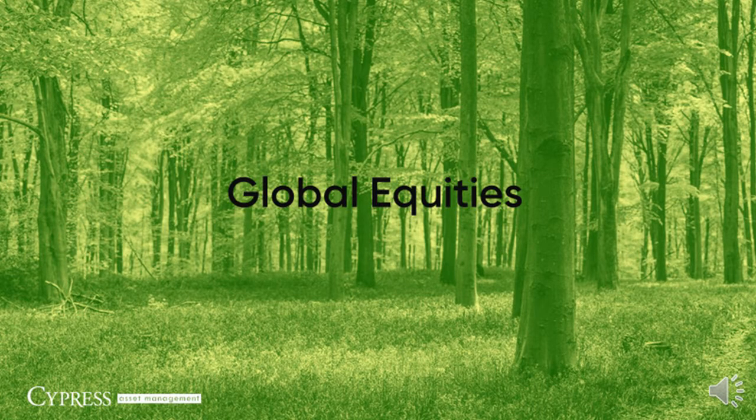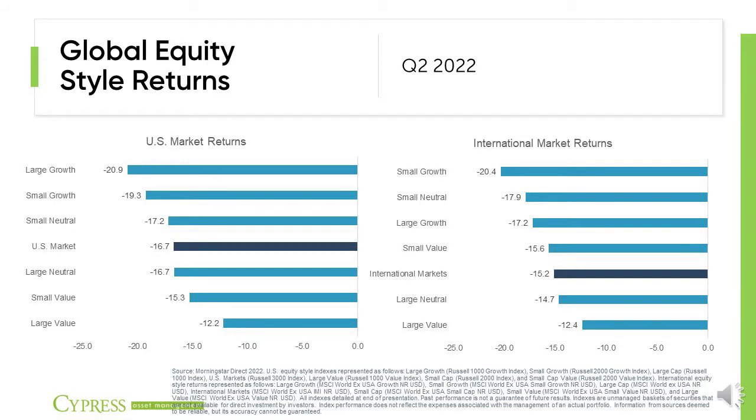Now let's take a little deeper look at what was driving the returns of stocks and bonds. We'll start by taking a look at how global equities performed for the quarter, and we'll isolate the performance between U.S. and developed international stocks. The two charts here show the performance of different investment styles between the U.S. and international stocks. The bright blue bars represent the performance of different investment styles, and the dark blue bars represent the total market performance for the region.